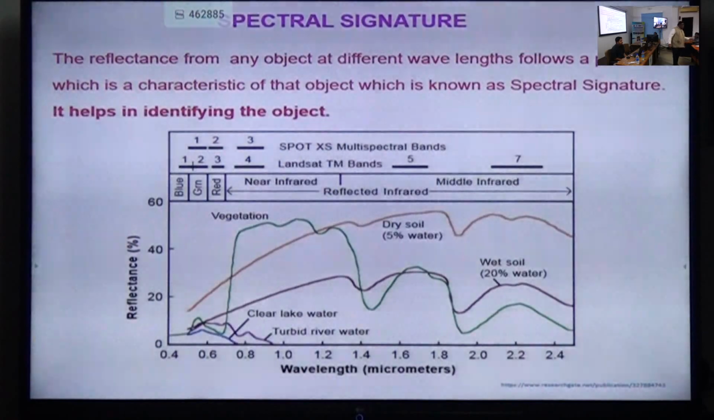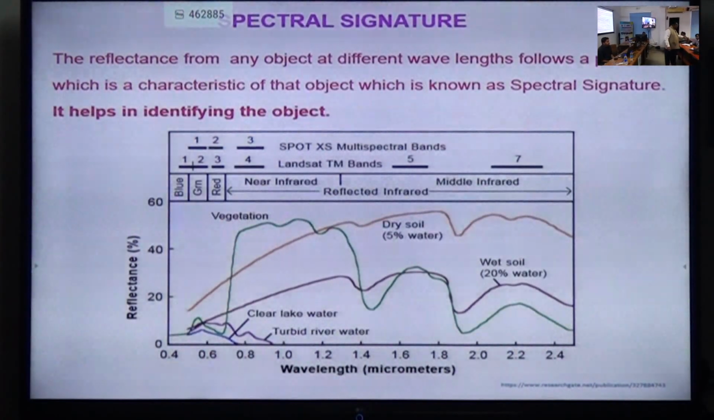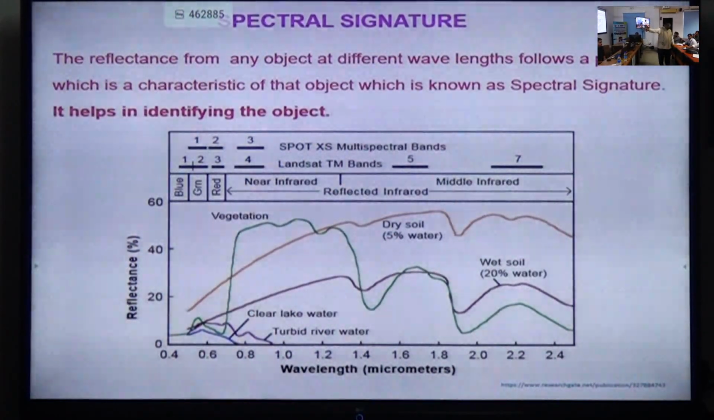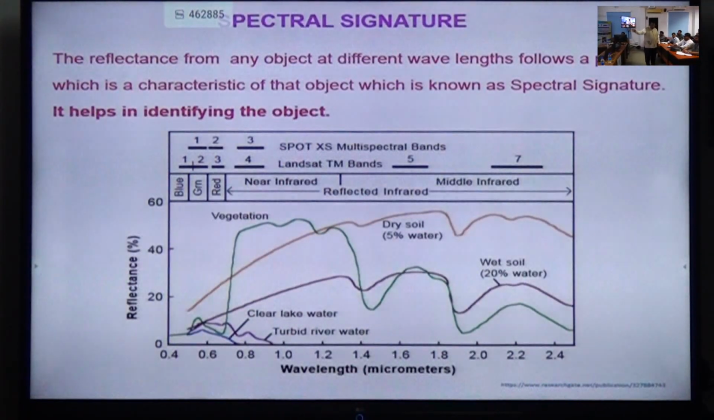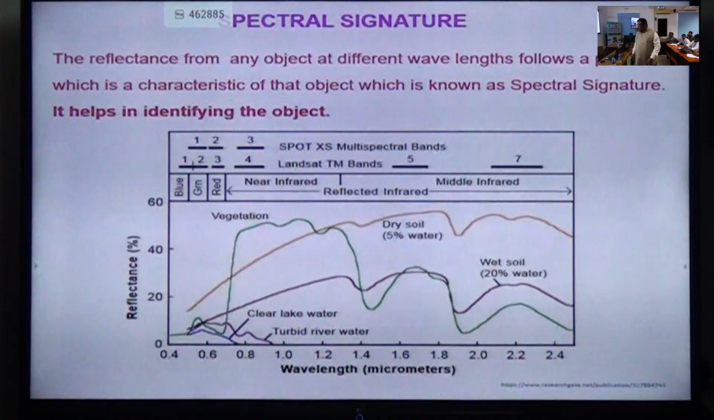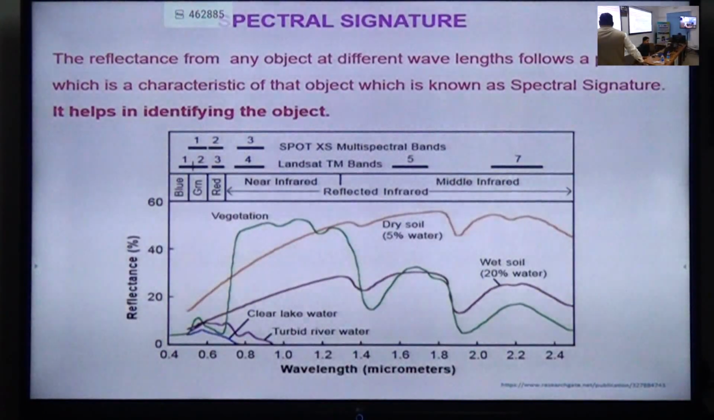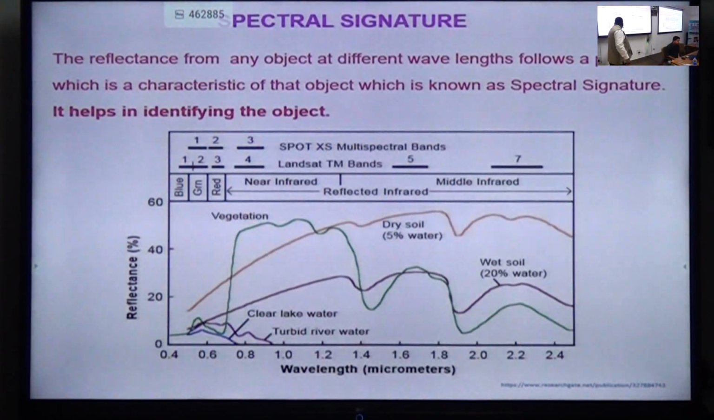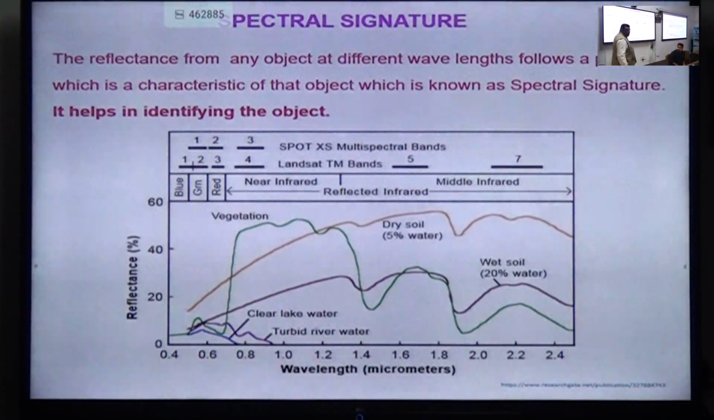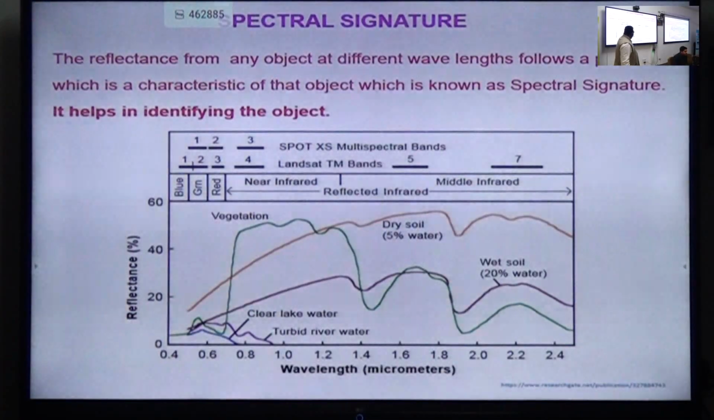Water is there, but clear water will have reflectance like this. If you have turbid water, the wavelength response differs. So depending on this, what is this 0.4 to 0.7? What is the significance of this? This is the visible region. So blue, green, red, then near infrared, mid infrared. So here, suppose this particular point is there.